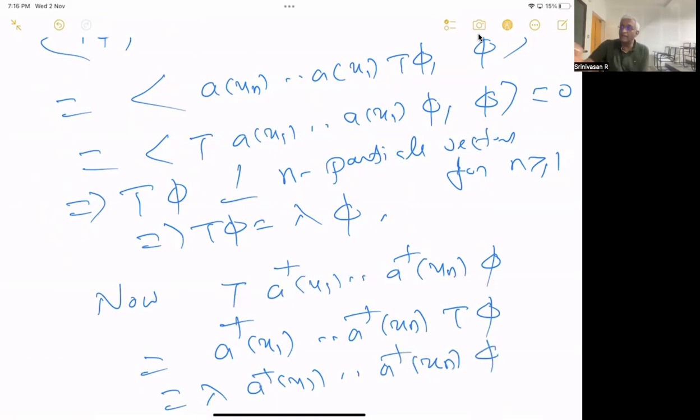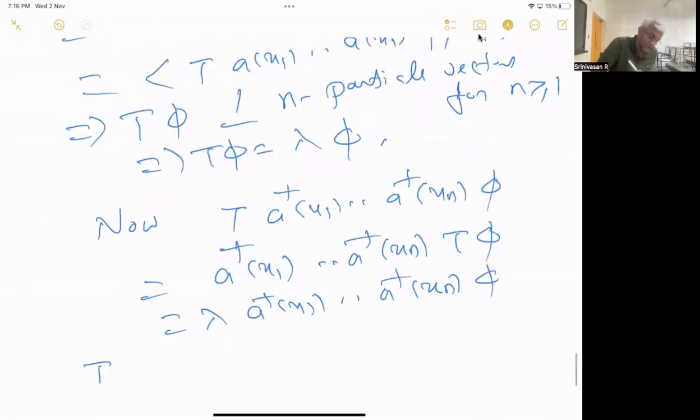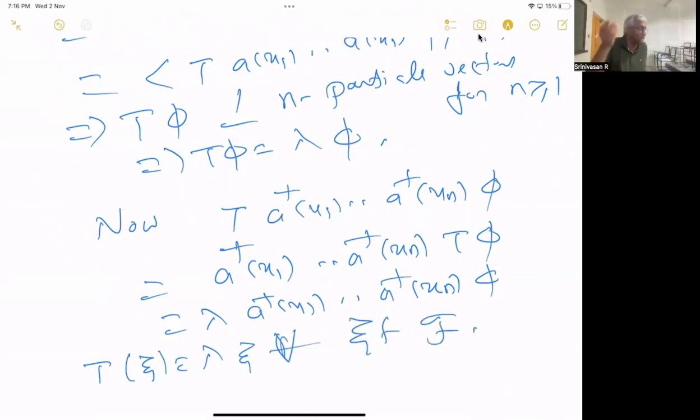So T acting on any finite particle vector implies T acting on any xi equals lambda xi for all xi in finite particle vectors. But finite particle vectors are total. So this implies T equals lambda times 1. That's what we wanted to prove.